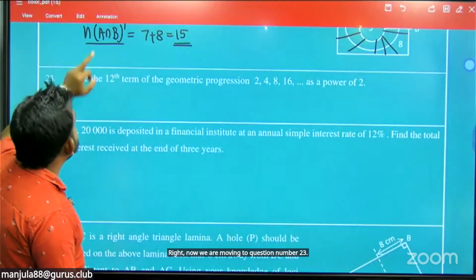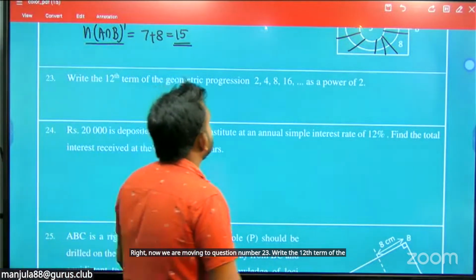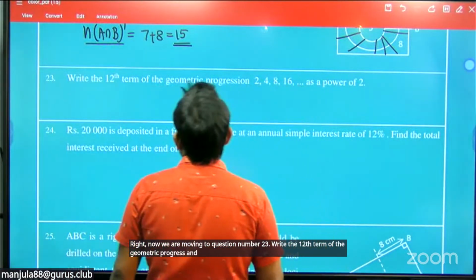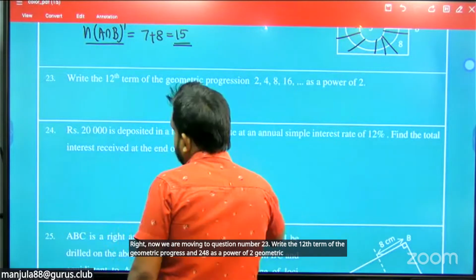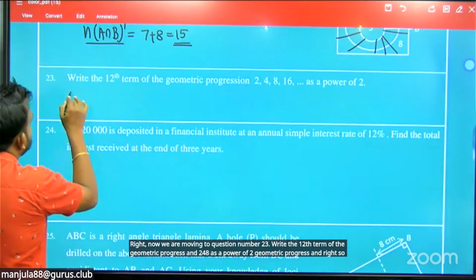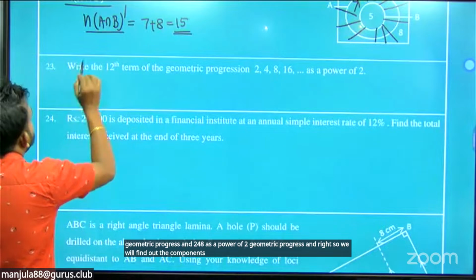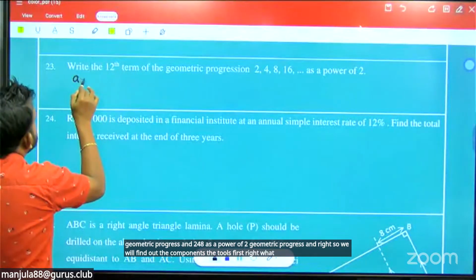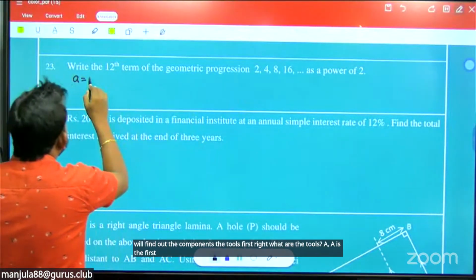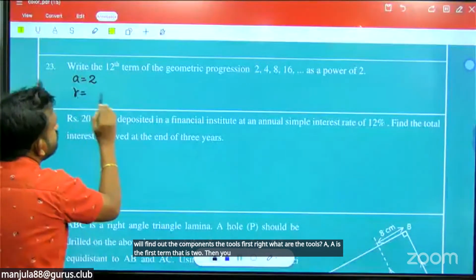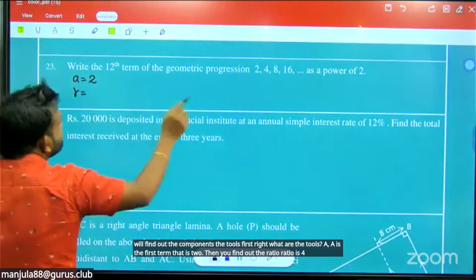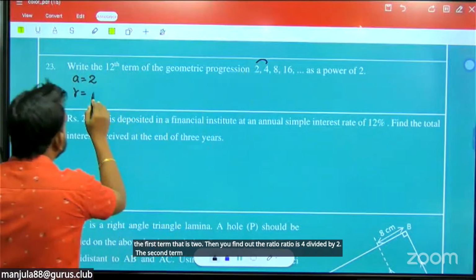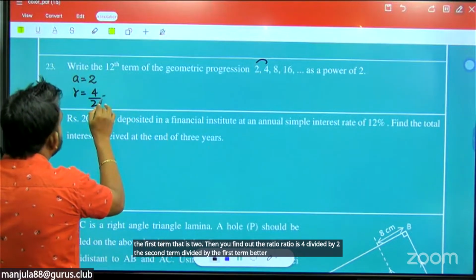Write the 12th term of the geometric progression 2, 4, 8 as a power of 2. Geometric progression. Right, so we will first find out the components, the tools. A is the first term, that is 2. Then you find the ratio, which is the second term divided by the first term: 4 divided by 2, that is 2.